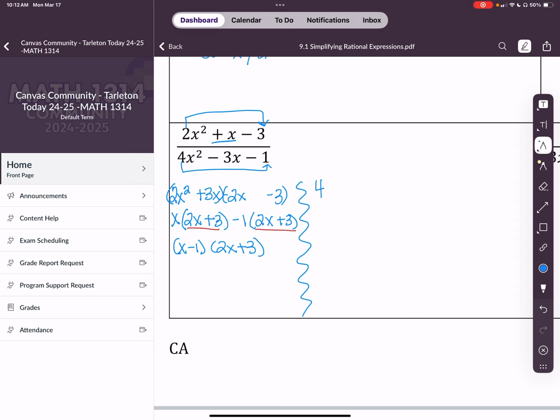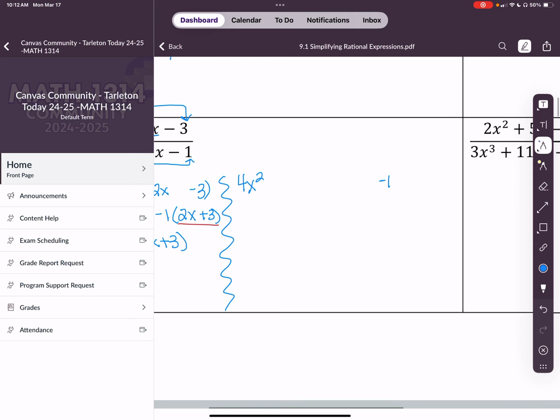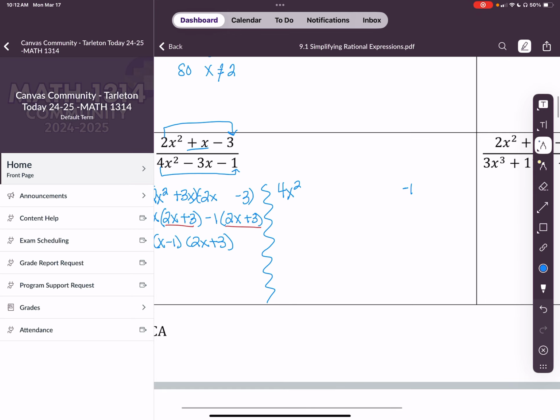So we know we're going to have 4x squared and the negative 1 at the end. Okay. Well, 4 times negative 1 gives me negative 4. So I need to multiply to give me negative 4, but add to give me negative 3. So I'm going to take negative 4 and positive 1, excuse me. Okay. I don't know why I have these spaced out so far. Let me scoot those in.